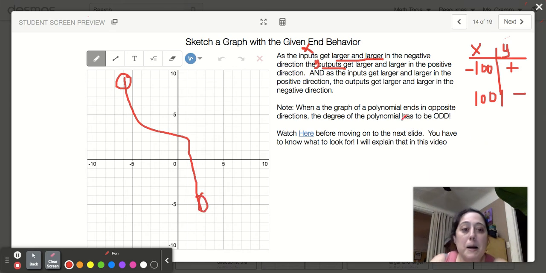This will be an odd exponent. Will it be x to the third? Will it be x to the fifth? X to the 11th? That we don't care so much about. It just needs to be that the leading term has an odd exponent.